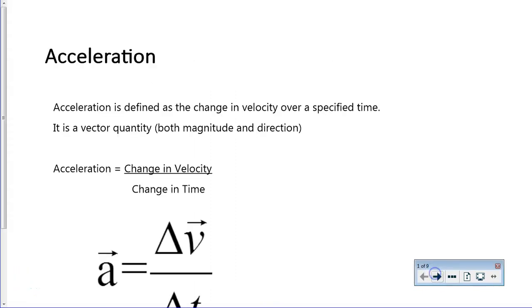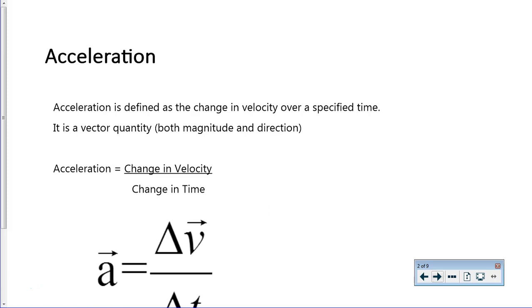Welcome to accelerated motion. So acceleration is the last topic we're going to be discussing in this motion part. Again, we do graphical analysis, but that should be just review. But acceleration is defined as a change in velocity over a specified time period. It is a vector rate of change. It is a vector quantity, which means it has both magnitude and direction. So don't forget the directions when dealing with this.